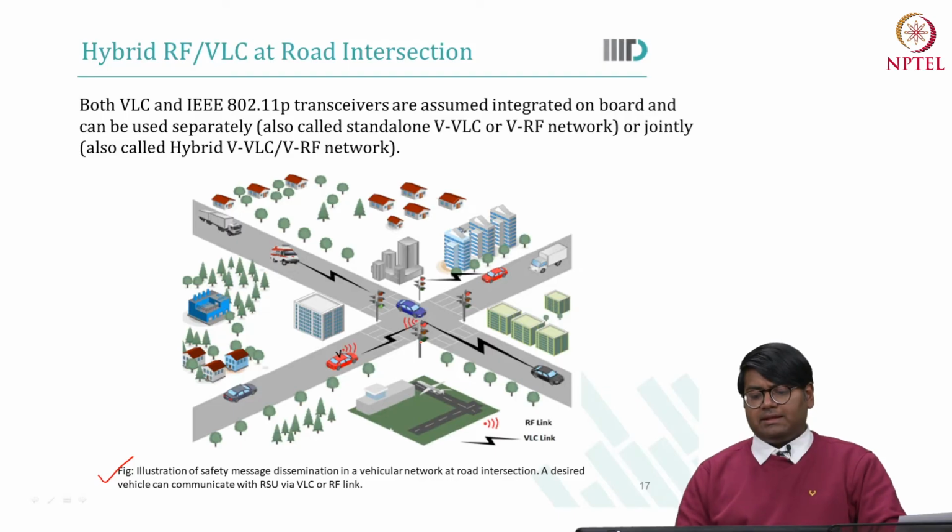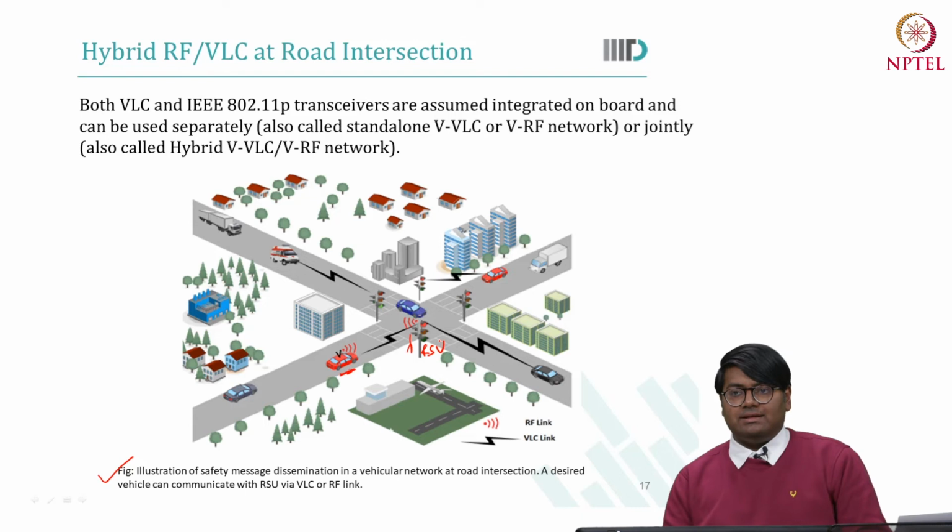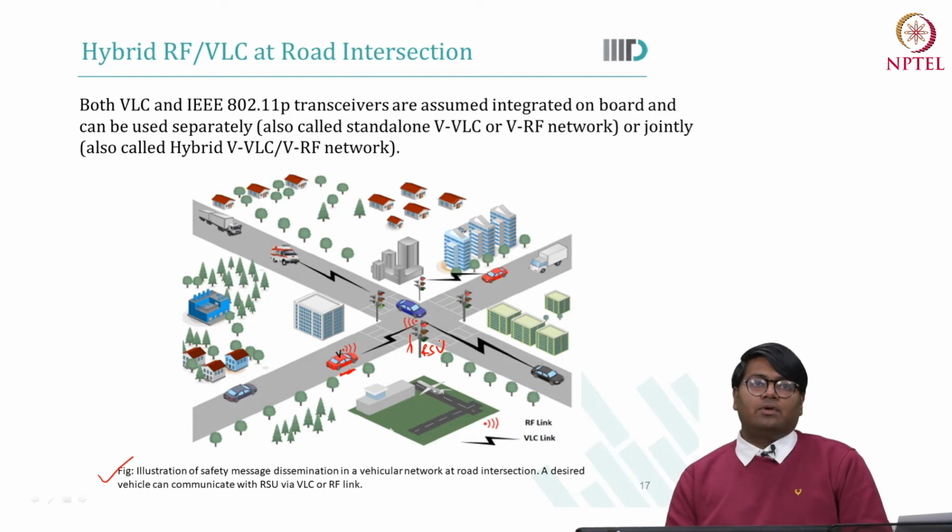So this is basically the figure where we show how the safety message dissemination in a vehicular network occurs at the road intersection. The communication between this vehicle and this RSU, this is our RSU, can happen either through a standalone VLC or a standalone RF or the combination of both, what we call a hybrid VLC RF network.